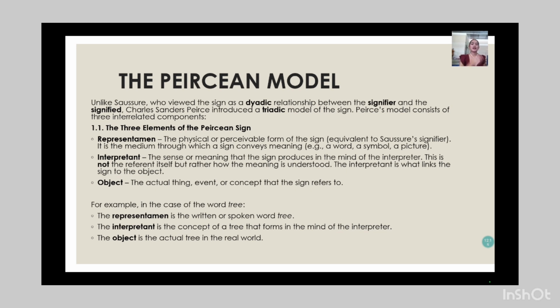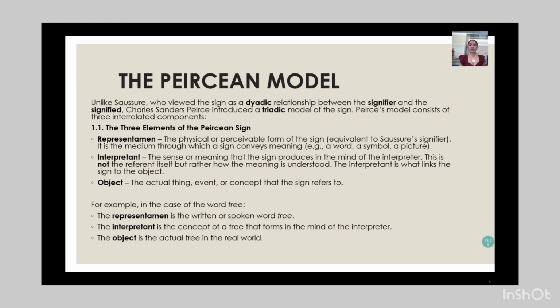The representamen is the physical or perceivable form of the sign. It is equivalent to Saussure's signifier. It is the medium through which a sign conveys meaning. Example, a word, a symbol, a picture. Next is the interpretant, the sense or meaning that the sign produces in the mind of the interpreter. This is not the referent itself, but rather how the meaning is understood. The interpretant is what links the sign to the object.